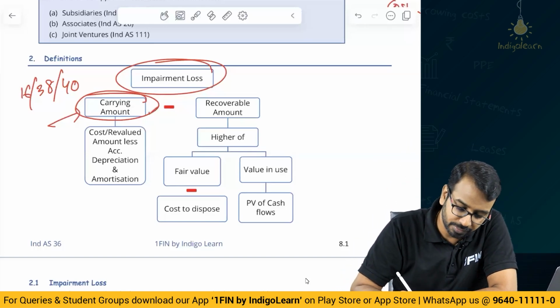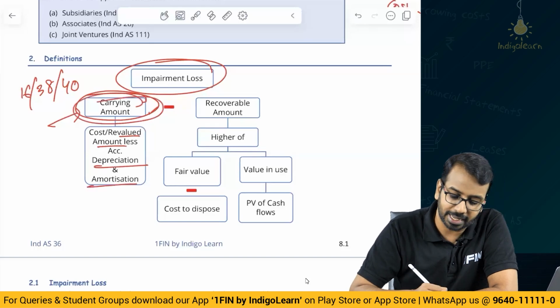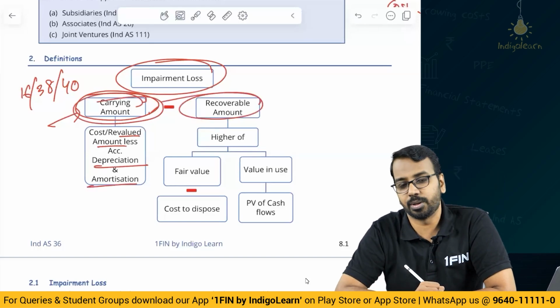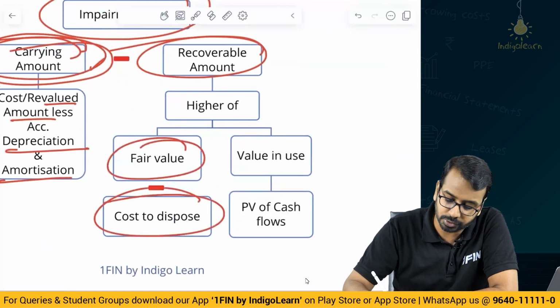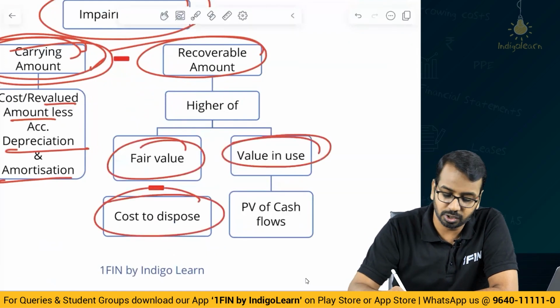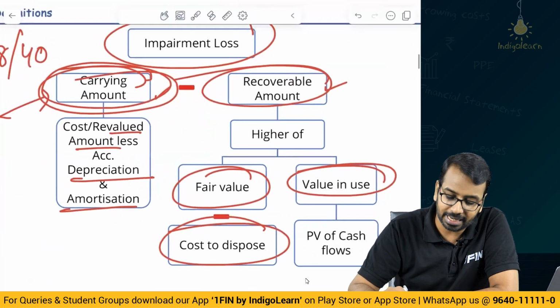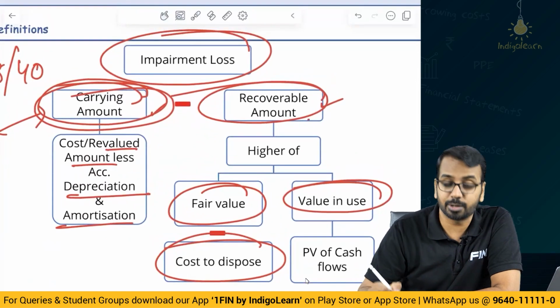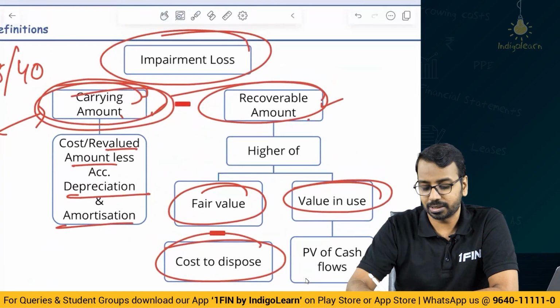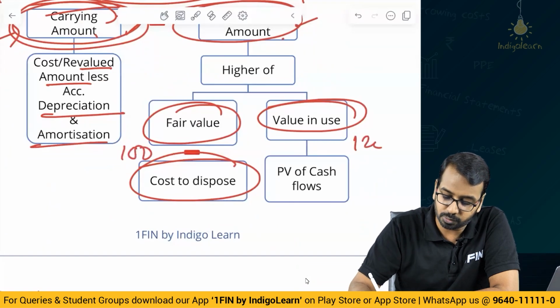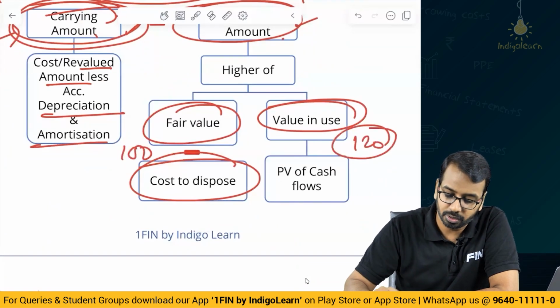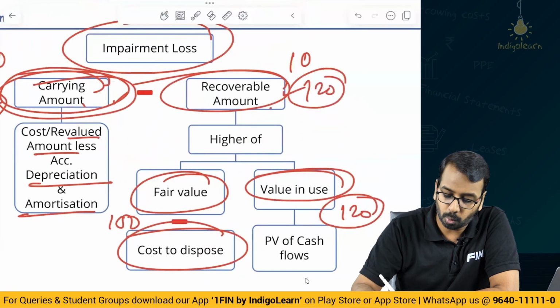Okay. So whatever is the cost or revalued amount less accumulated depreciation and amortization, that will be your carrying amount. Then you will calculate the recoverable amount. What is recoverable amount? It is the higher of fair value less cost to dispose or value in use. Higher of these two will be the recoverable amount. So for example, fair value is 100, value in use is 120, which is higher, 120. So recoverable amount is 120.